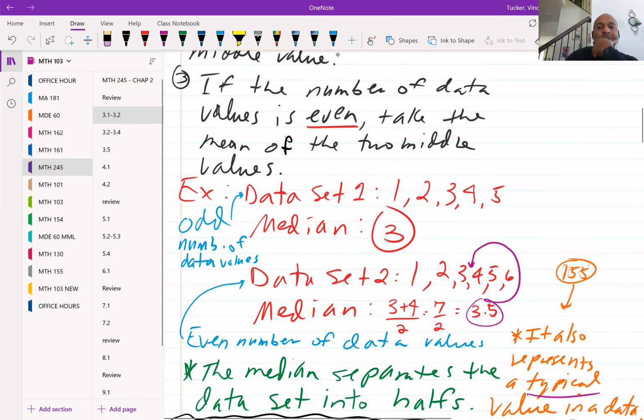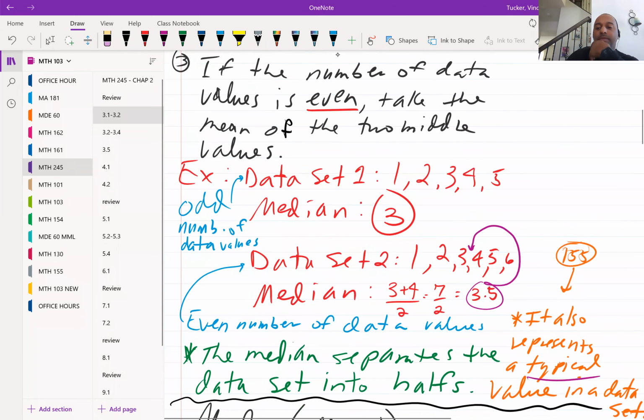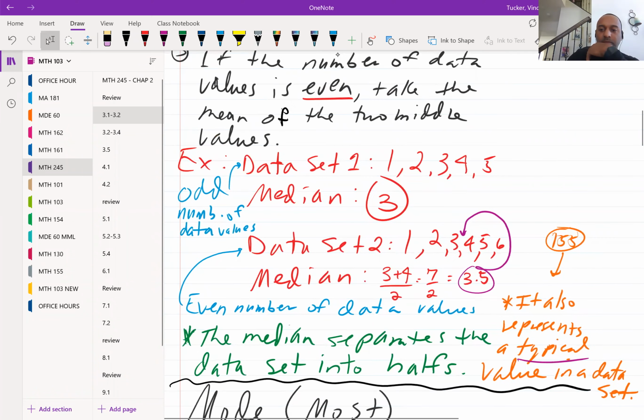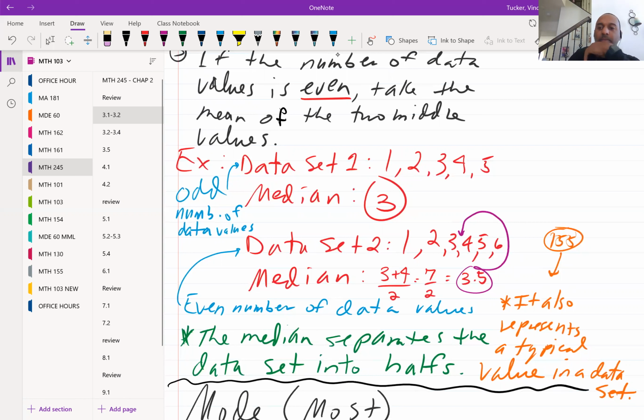So if I'm done with the black, can I scroll up? Oh, that's all I need right there. All right. So green, the median separates the data set into halves. And then you see over here in the orange, it also represents a typical value in the data set, statistically.